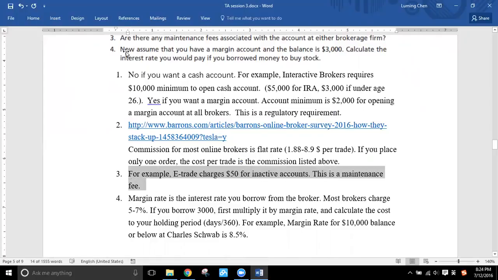Number four, now assume that you have a margin account and the balance is $3,000. Calculate the interest rate you would pay if you borrow money to buy stock. If you want to calculate the interest rate, you don't actually need to calculate it. You just need to look for the margin rate. Margin rate is the interest rate you borrow from your broker. Most brokers charge 5 to 7% margin rate.